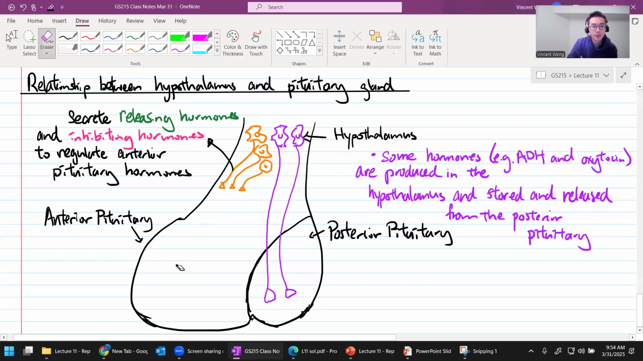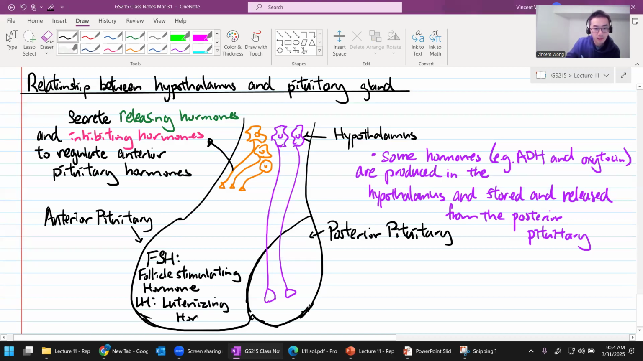So the anterior pituitary gland makes its own hormone. I'll give you a few. There are two that we are interested in for the reproductive system. There's something called FSH, which is follicle stimulating hormone. And then there's something called LH, which is luteinizing hormone.